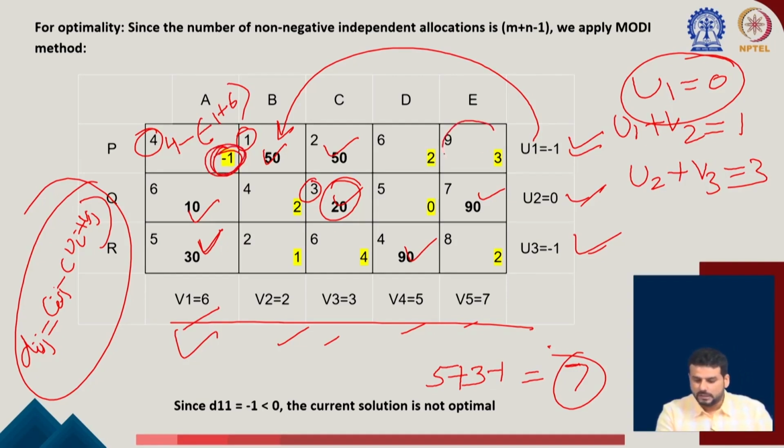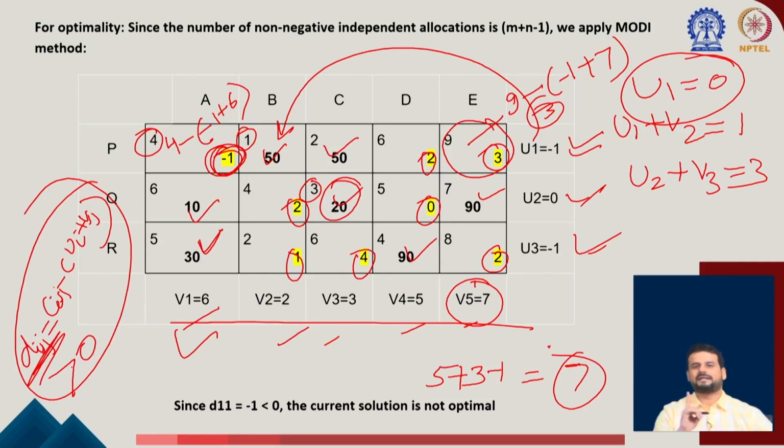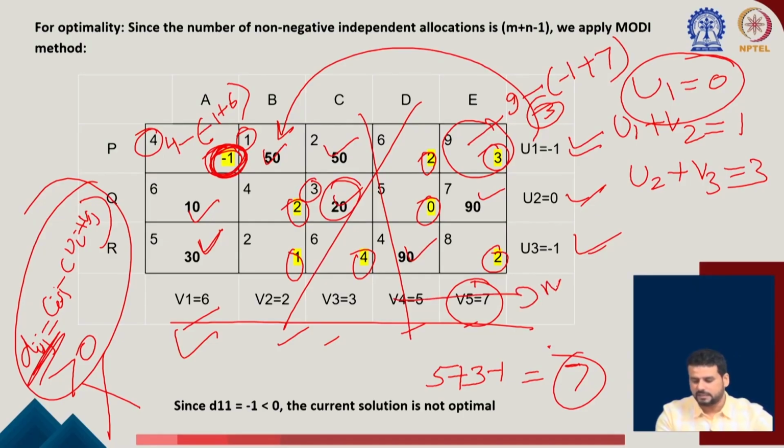Let us calculate one more. This Cij is 9 minus U1, which is minus 1, plus V5, which is 7. This will give you 3. So 3 is the cost. So here I have written the opportunity cost for all the unoccupied cells. Now what is the next step? We need to find whether all these are greater than 0. That means positive, then it is the optimal solution. If any single value is negative, that means not optimal. In this case we are getting minus 1. One negative value, that means this solution is not optimal and we need to find the next solution.